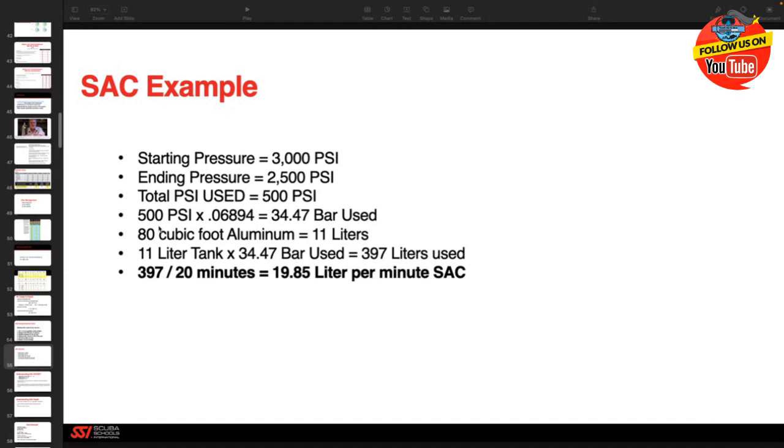Now we know we can take that 80 cubic foot aluminum cylinder, which is 11 liters, and I did 11 liters intentionally because it was just an even, easy number for you guys. So we can multiply the 11-liter tank by 34.47 bar, which means we used 397 bar, or 397 liters, I'm sorry. Now, all we need to do is take 397 divided by 20 equals 19.85 liters per minute SAC rate.